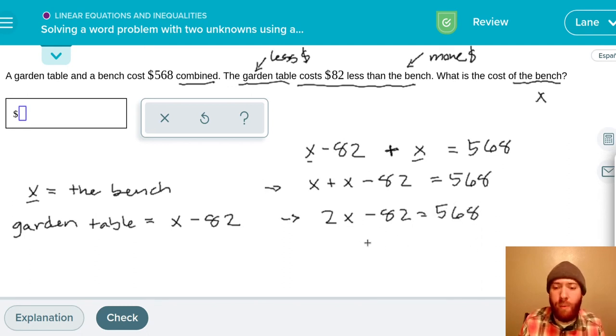Now, for the next step, to solve for x, we should look at what operations are involved on the left-hand side, because we want to get the x by itself. We need to get rid of the 2 and the minus 82 somehow. And of course, to get rid of the 82, we're going to use addition. And to get rid of the 2, we're going to use division. Because 82 is involved in subtraction, and the 2 is involved in multiplication. So let me make that clear. On the left-hand side, we have 2 operations, multiplication and subtraction.